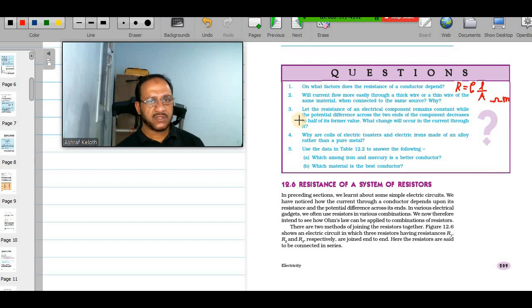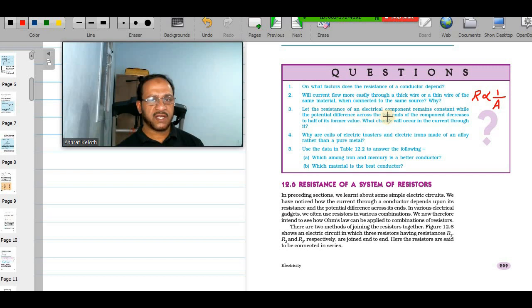Good. Now second question, question number 2. Will current flow more easily through a thick wire or thin wire of the same material when connected to the same source? Why? Answer: current will flow more easily through the thick wire than the thin wire because the resistance is inversely proportional to area of cross section. If it is a thick wire, if A is more, R will be less, then current can flow easily.